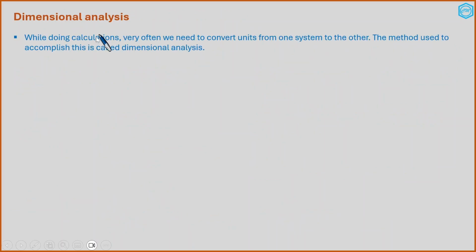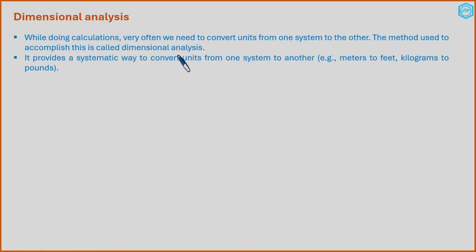Dimensional analysis. While doing calculations, very often we need to convert units from one system to another. The method used to accomplish this is called dimensional analysis. It provides a systematic way to convert units from one system to another. For example, meters to feet, kilograms to pounds, etc.